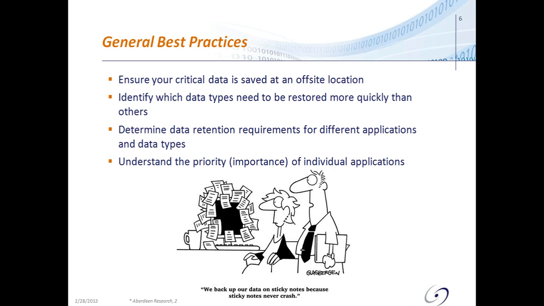And the point of that is making sure that it's away from not only the server or where the data resides, but making sure it's away from the office in case of a catastrophic event. Number two, make sure you identify what data types and how quickly they need to be restored.